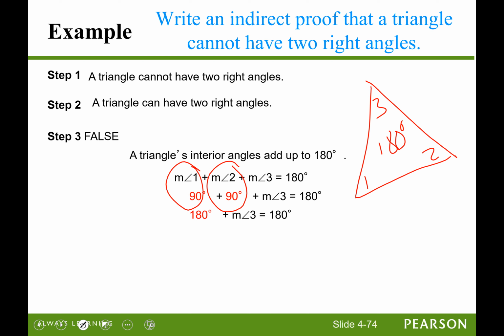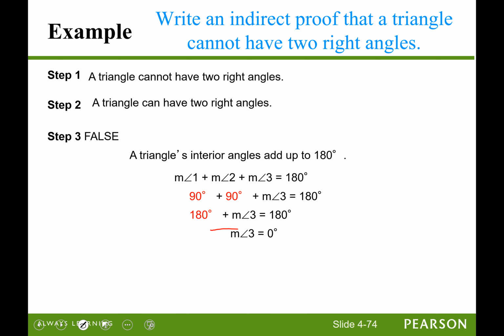Combining like terms, that means 180 degrees plus the measure of angle 3 equals 180 degrees. Subtract 180 from both sides of the equal sign, and that gets us a result of the measure of angle 3 equals 0 degrees. That statement right there is the key, because we have now written a false statement. This part was fine, and this starts to get questionable depending on what this is.